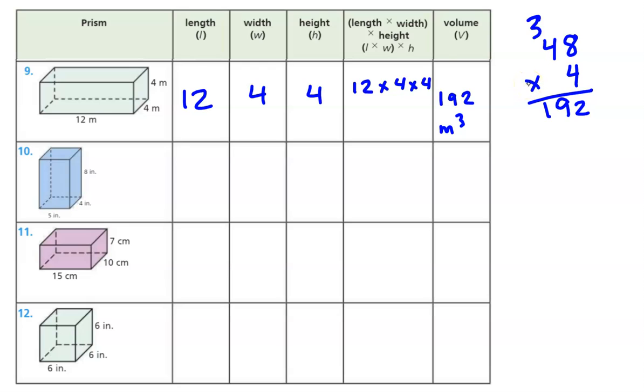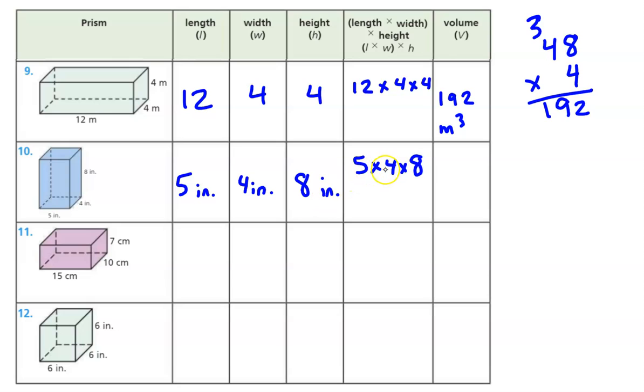Okay, number 10. I've got my length, which is 5 inches. I've got my width, which is 4 inches. And I've got my height, which is 8 inches. Okay? So this time you're going to do 5 times 4 times 8.